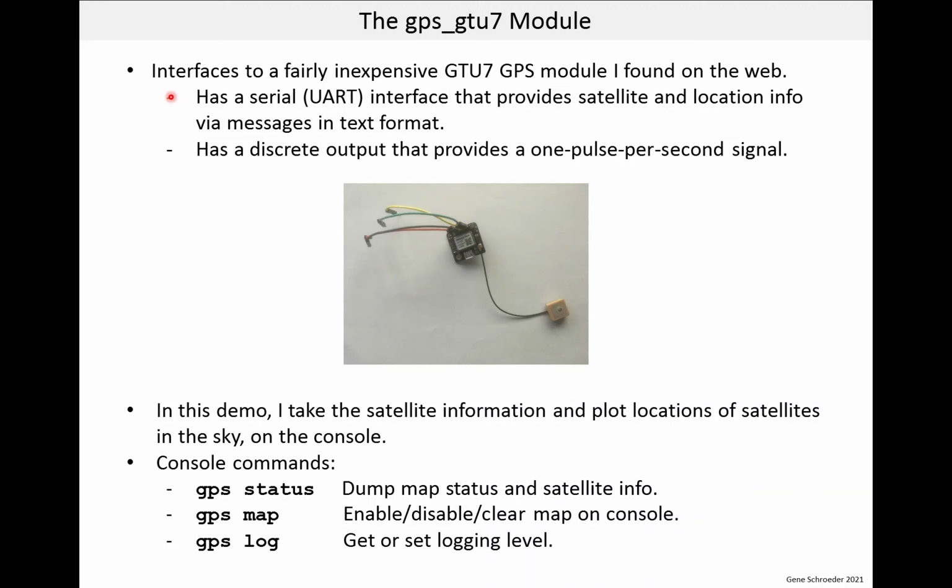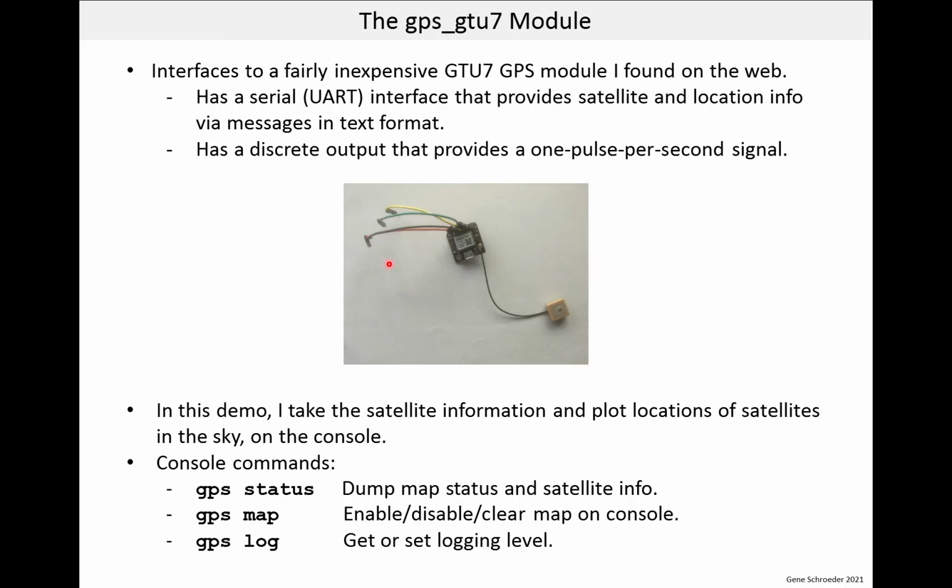If you just power up the GPS module, it will start to send messages over the serial interface with this information. You can also send commands to the module, but I haven't done that. The hardware module also has a discrete output that provides a 1 pulse per second signal. This signal is very precise, and it is common for GPS modules.